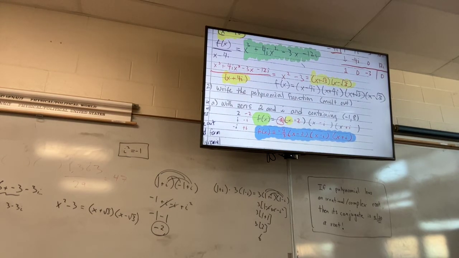So we get 4i, negative 4i, negative root 3, and positive root 3, the opposites. Okay?